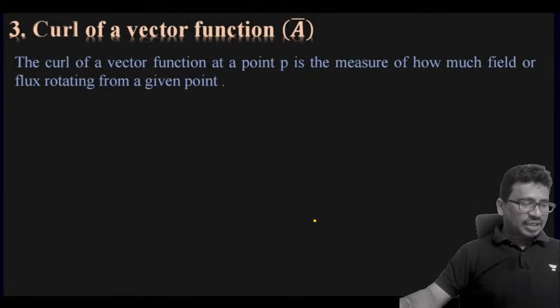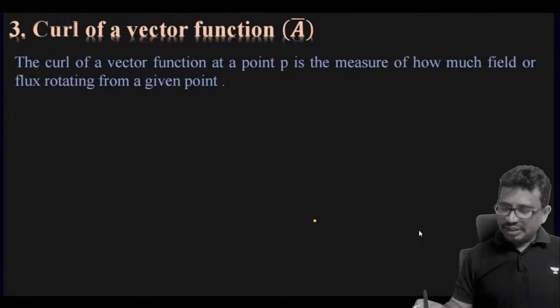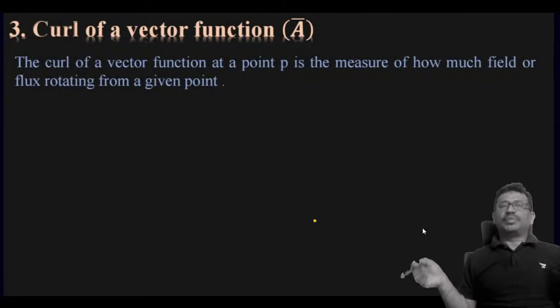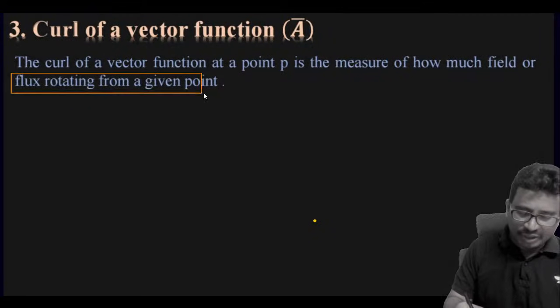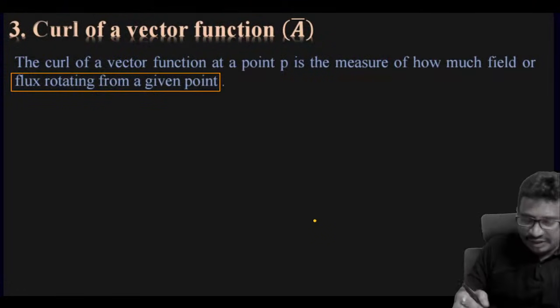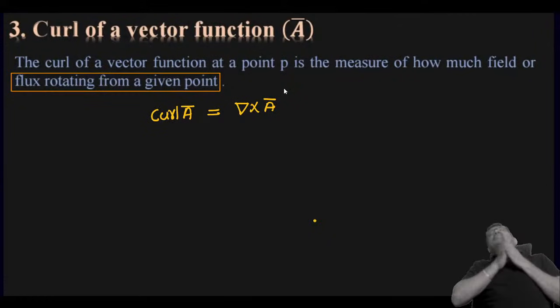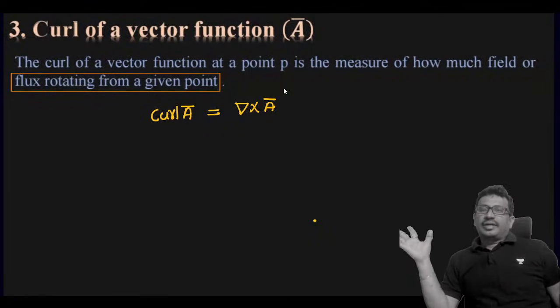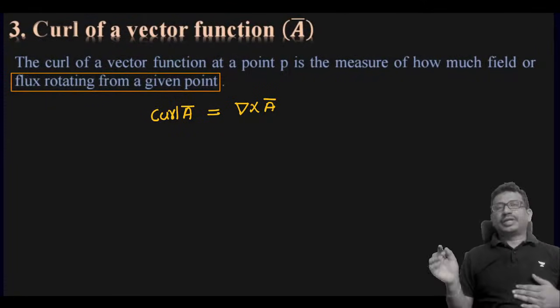Next, curl of a vector. What does the curl mean? It is a measure of how much field or flux is rotating about a given point. This curl of a vector is denoted as curl A, which we can write as del cross A. Previously we have seen the divergence. Divergence means leaving nature, and curl means rotational nature. Here, how the field is rotating.